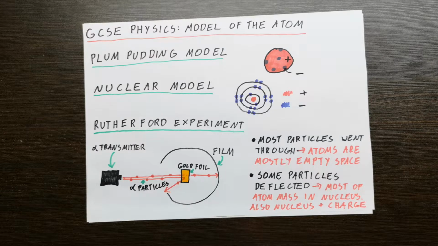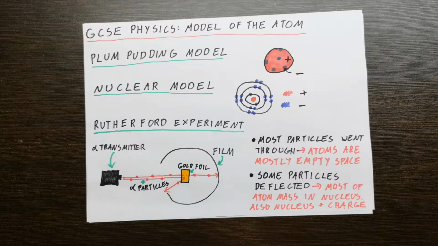Now, the other observation of this experiment is that some particles were deflected. Here we're talking about some particles being heavily deflected, either being shot straight back at the transmitter or heavily deflected onto the film, like I drew here. So what does that mean? Now, let's think about this.